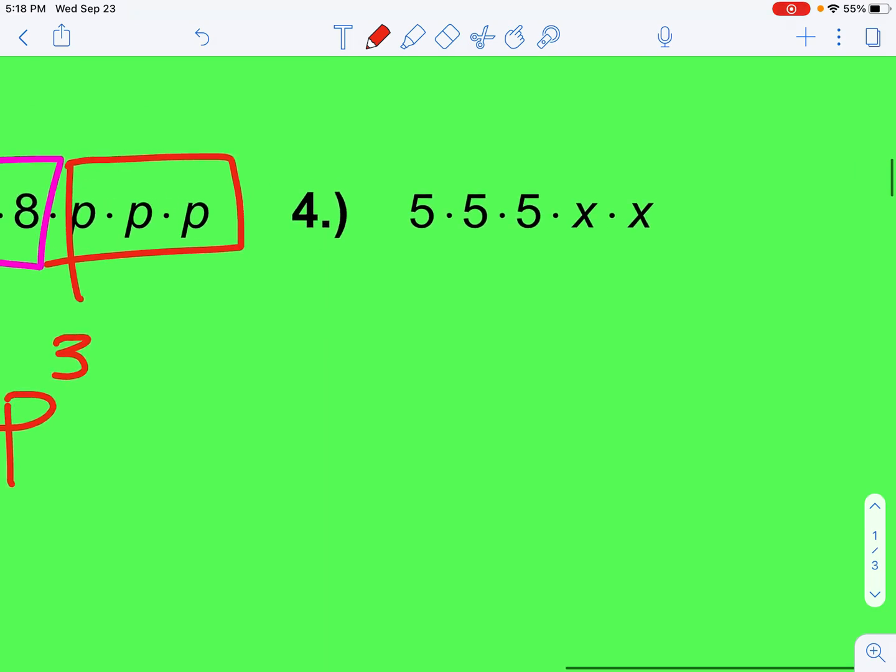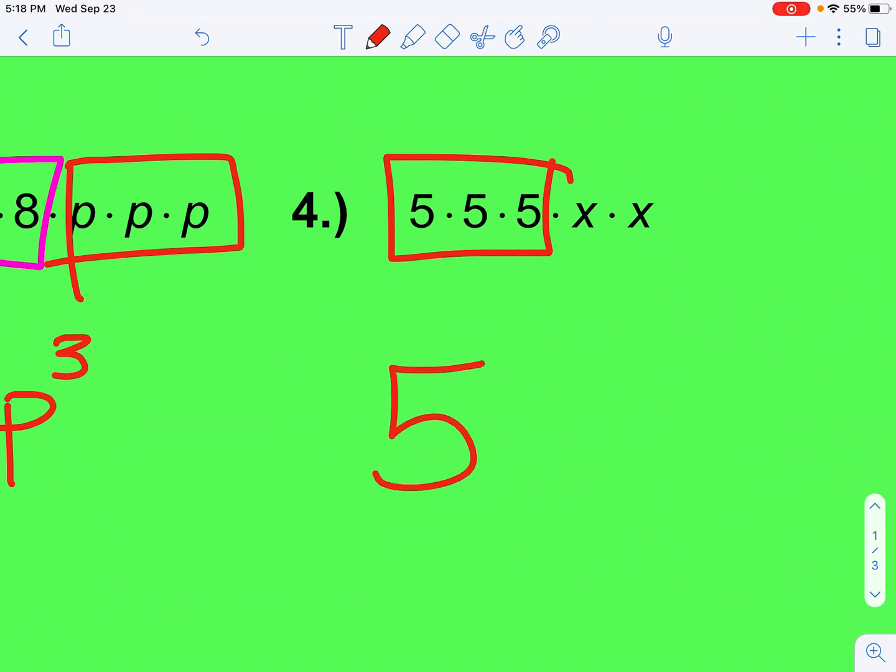Alright, number 4. Same thing. I see 5s and I see X's. I'm going to start with my 5s. I have 3 5s times each other. And then I have 2 X's. So times X squared.